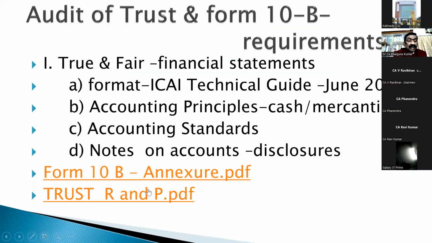See, for example, what I advise you is this. Prepare the receipts and payment account, which is a cash flow statement, in such a way that the first top half is equal to revenue receipts, revenue payments. Second half is equal to capital receipts, capital payments.